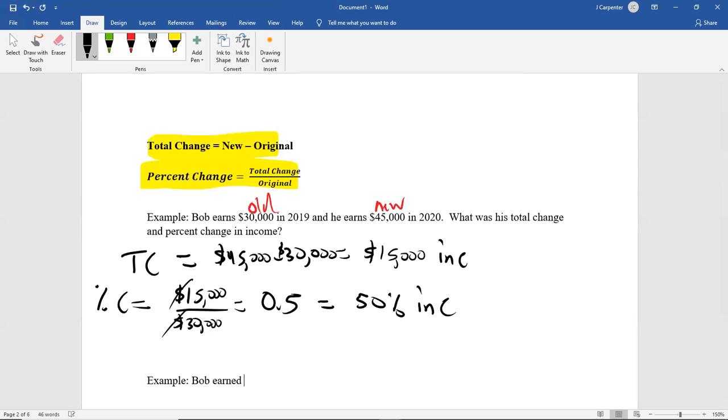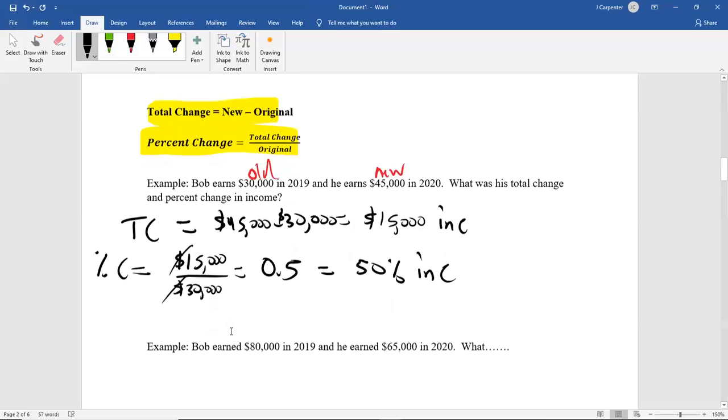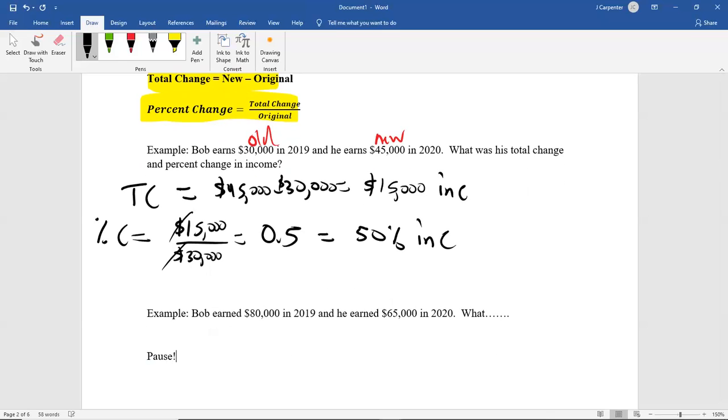So Bob earned, say, $80,000 in 2019. He earned, let's say, $65,000 in 2020. What was his total change and percent change in income? Same question. So this is where we pause, 5 to 10 minutes, however long it takes you to get this done. Get your answer. Ask yourself if it makes sense. We can always do that as well. And maybe after the first one, it might not make sense whether you did it right or wrong. But after you do a bunch of these, hopefully the sensibility starts coming to you. So pause. 5 minutes, 10 minutes pass, and unpause.